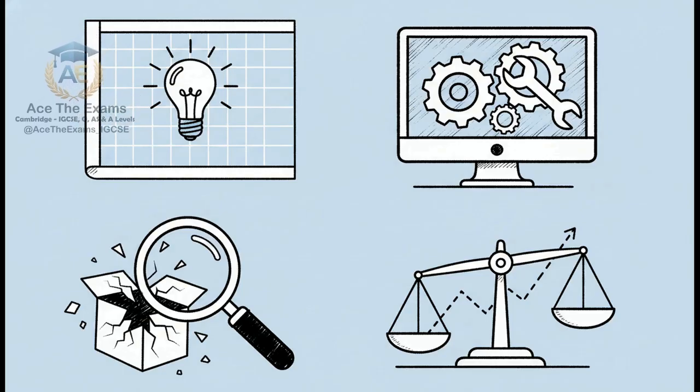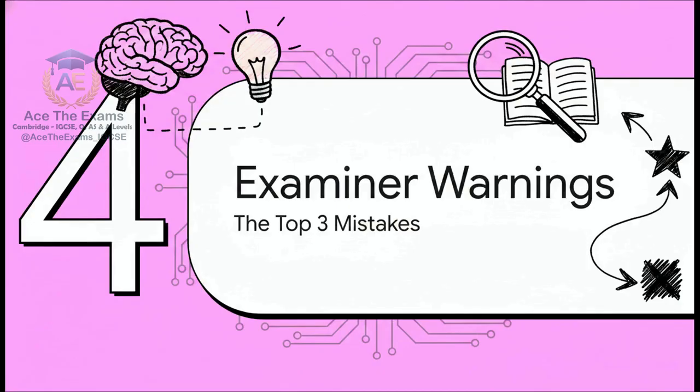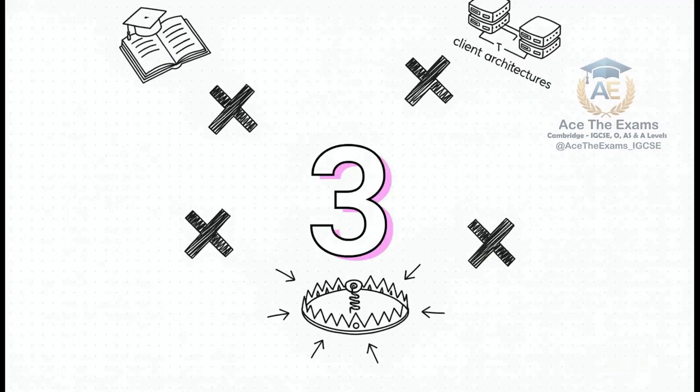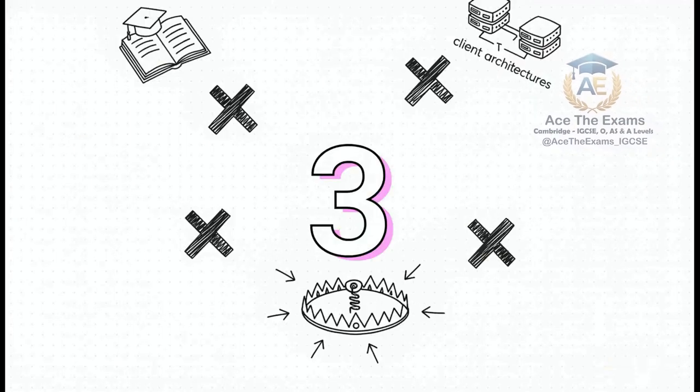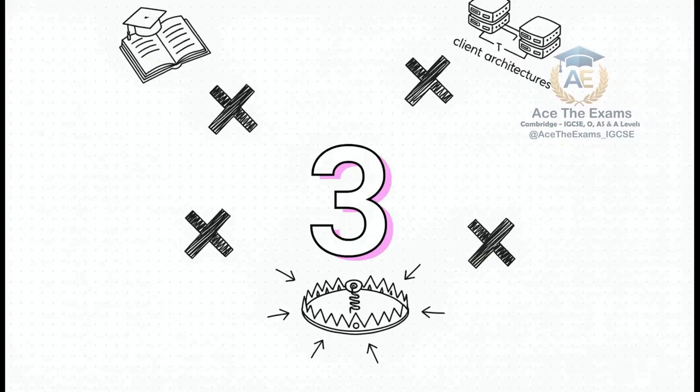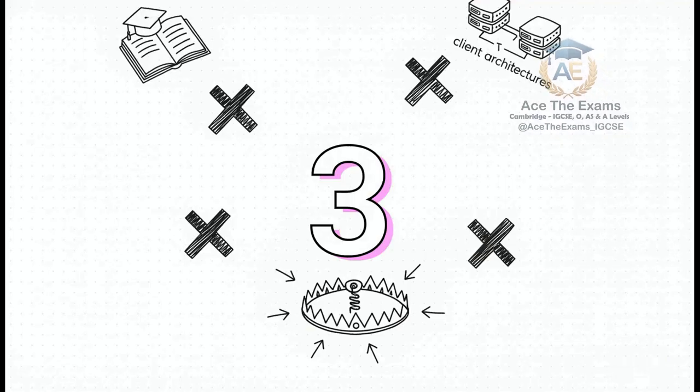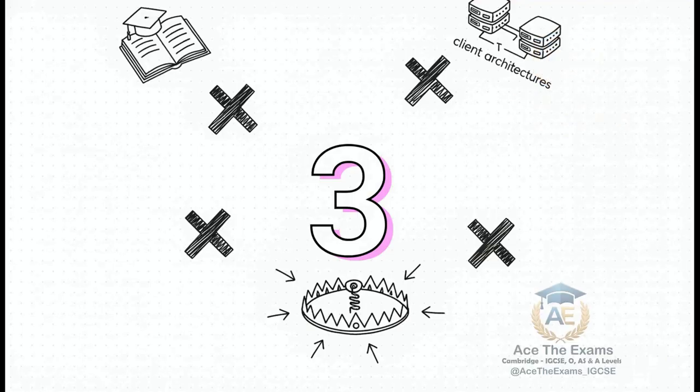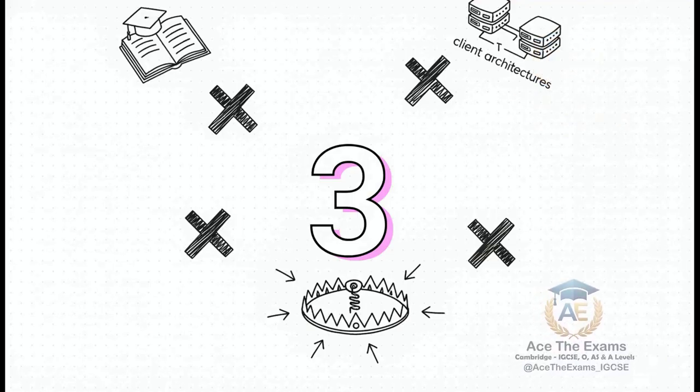Let's keep moving. Section 4, examiner warnings and traps. The top 3 mistakes. Pay close attention here. The principal examiner reports have consistently identified 3 critical, repeated mistakes that candidates make year after year when discussing client architectures. These aren't just minor errors. These are the massive traps that literally cost students an entire grade boundary.